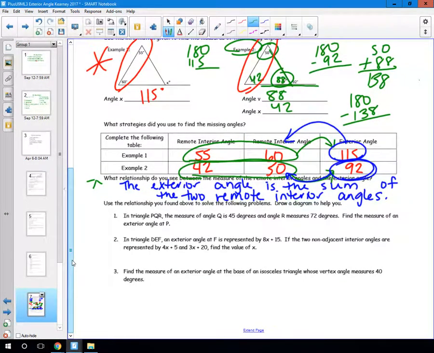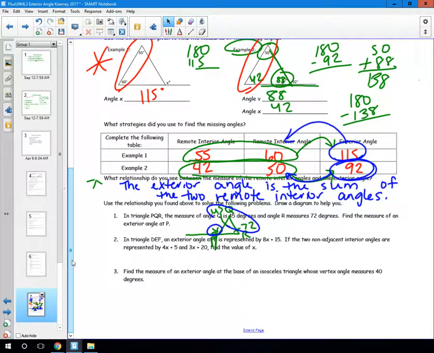So it says in triangle PQR. So I'm going to draw a triangle PQR. The measure of angle Q is 45. So this one's 45. The measure of angle R is 72. Find the measure of the exterior angle at P. So let's make this an exterior angle. So I'm looking for X. What do we know that the remote interior angles and that exterior angle have in common? So use your rule and see if you can find that exterior angle at P.